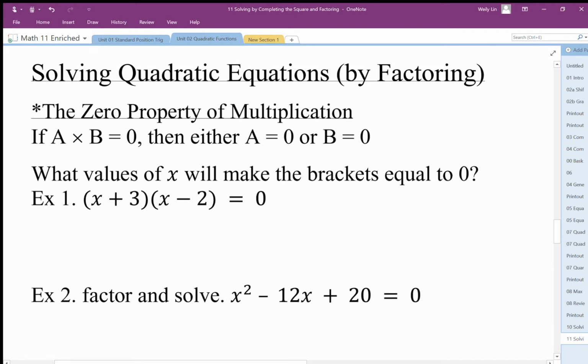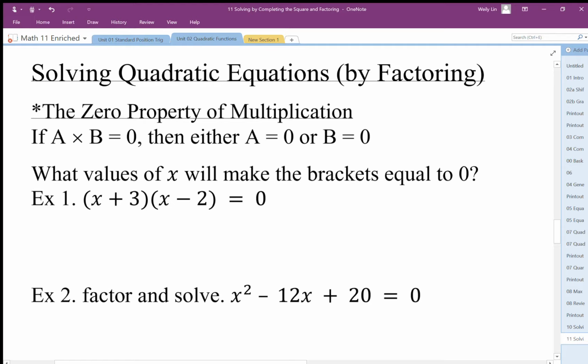So as we mentioned before, we can solve these quadratic equations by factoring, because factoring essentially gives us the zeros of the quadratic. The idea behind solving by factoring is that we're using an important property called the zero property of multiplication, meaning that if we have multiplication of two factors, or not just two factors, but any factors, and the product equals 0, then either the A must be equal to 0 or the B must be equal to 0.